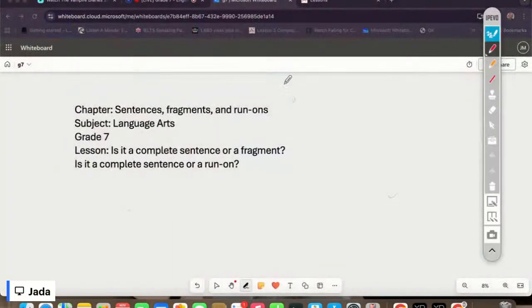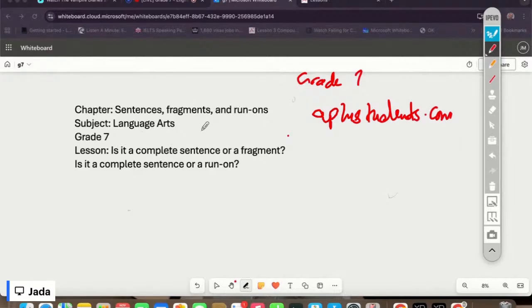Today we will have sentence fragments and run-ons. First, you have to log in using aplusstudent.com. Click on your name, move on to Language at Grade 7. Chapter is Sentence Fragments and Run-ons. Lesson is: Is it a complete sentence or a fragment? Is it a complete sentence or a run-on?